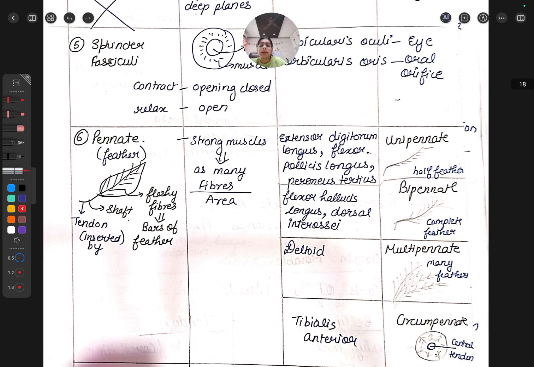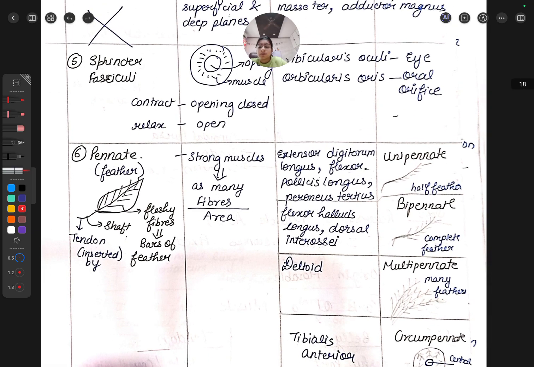Now pennate is like a feather. This is the shaft, the tendon, inserted by fleshy fibers, which are the barbs of a feather. These are strong muscles, as there are many fibers in a given area. Examples are extensor digitorum, in the fingers, peroneus tertius in the leg, flexor hallucis longus, and dorsal interossei in the hand.